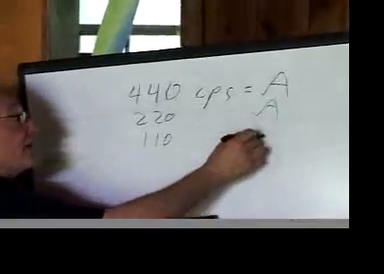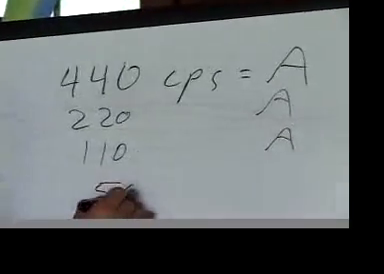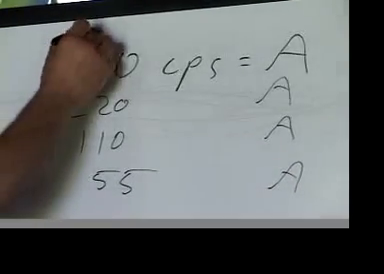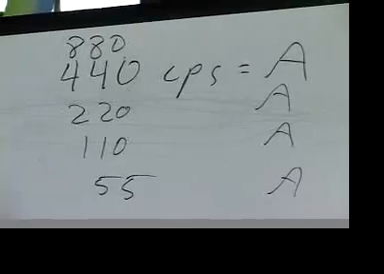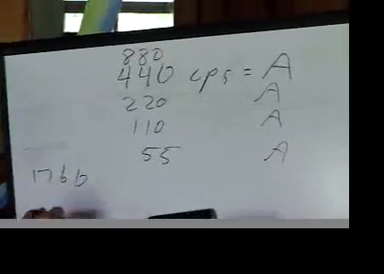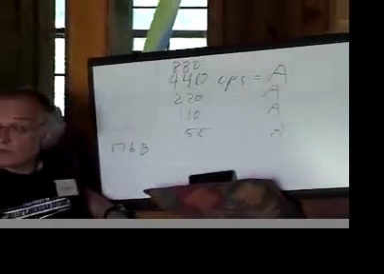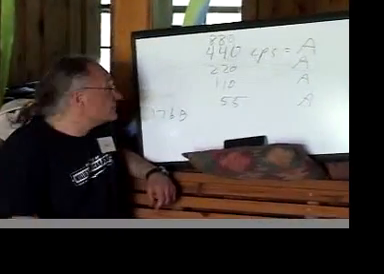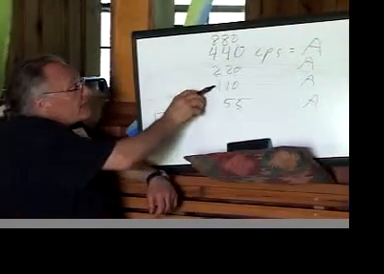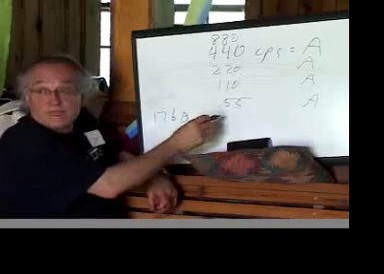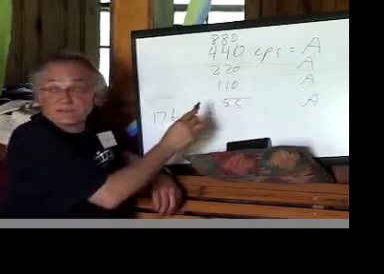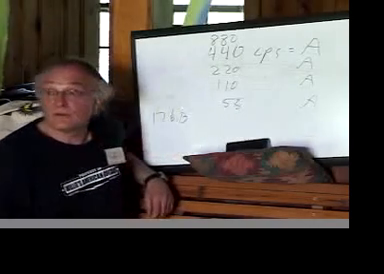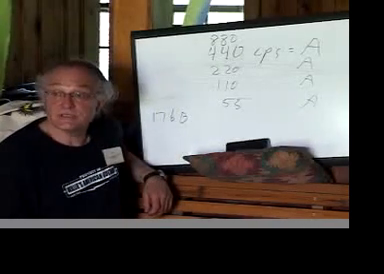110, half of that, is A. 55 is A, right? 880, 1760, whatever the double of 1760 is, all those multiples of 2 are all called A. So between this A and that A, you'll find the major scale, 1, 2, 3, 4, 5, 6, 7, 8, in that mathematical relationship that I listed out on page 5. Okay, makes sense?